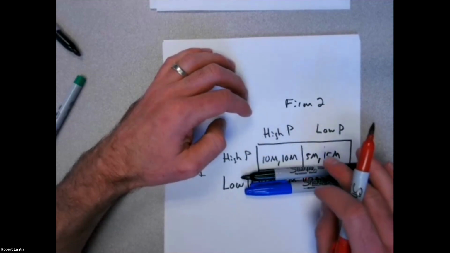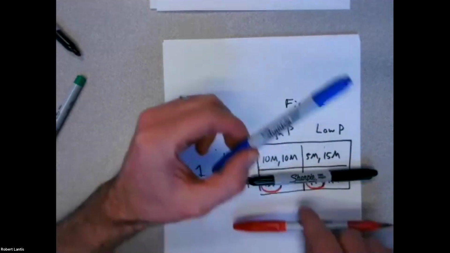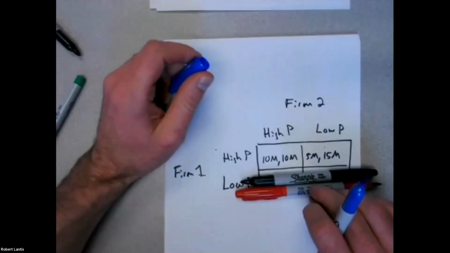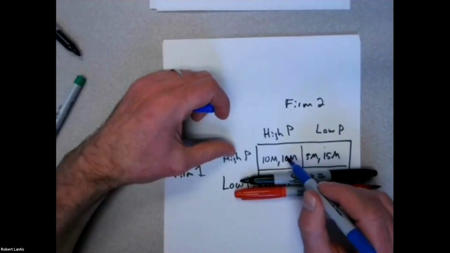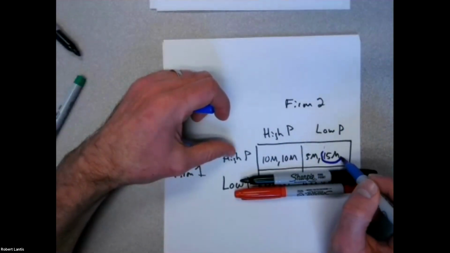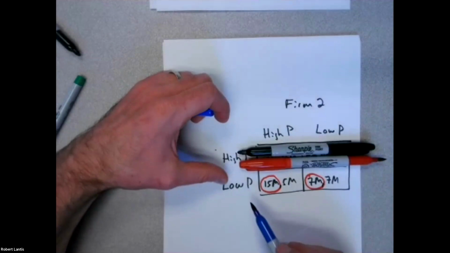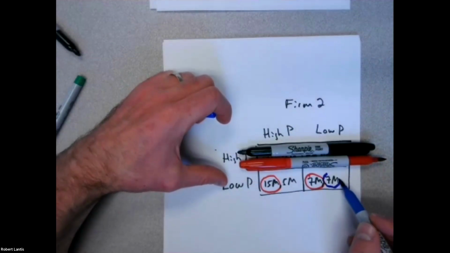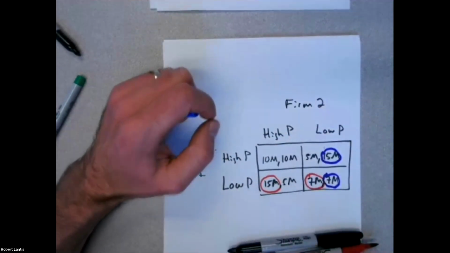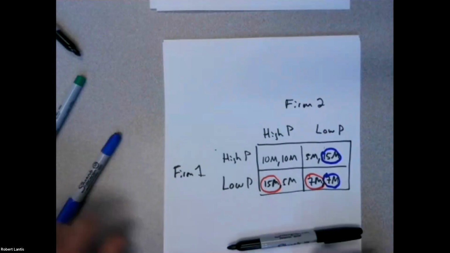I think I have symmetric payoffs here, so it should be that firm two makes the exact same decisions. When firm one is setting a high price, what should firm two do? 15 is greater than 10. Firm one sets a low price, they should choose to do this, right? So here we have an example of a prisoner's dilemma.